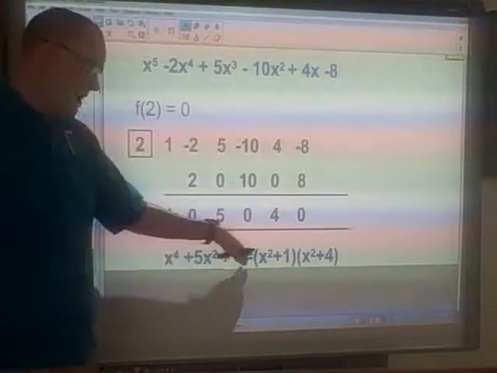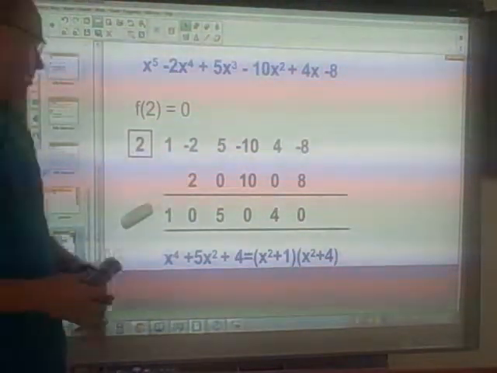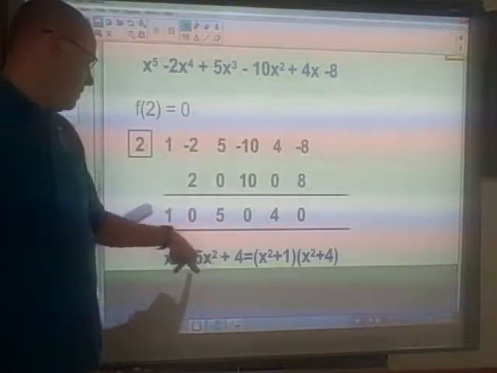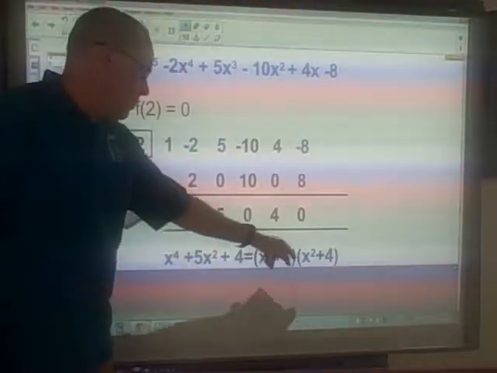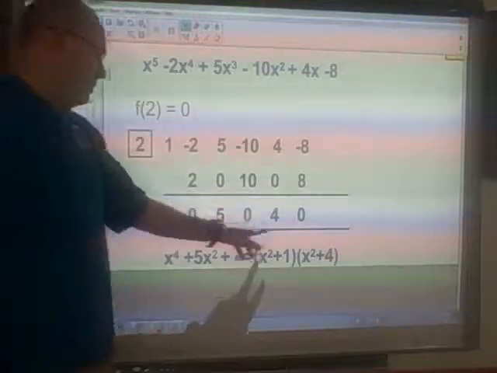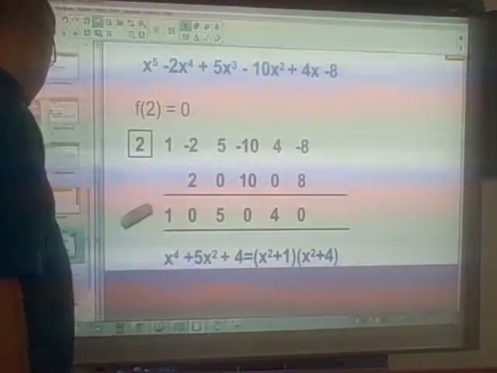And this actually we can factor. This is your target product, target sum. Multiplies to make 4, adds to make 5. Notice we start with x squared here, with this being x to the 4th. So x squared plus 1, x squared plus 4.